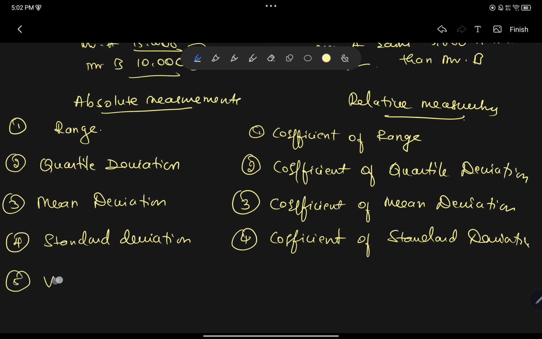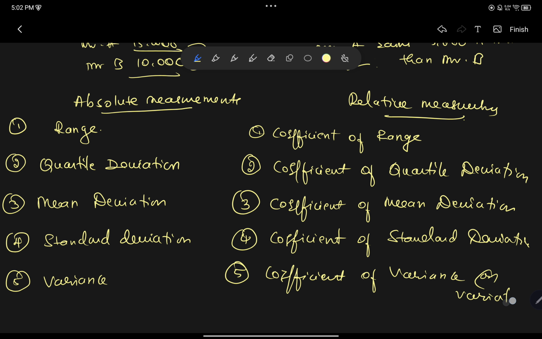Next, fifth one, variance. Related to it, the coefficient of variance or variation. So there are two methods. But do we need to learn all these methods for your examination, keeping the syllabus in mind? No. In your syllabus they have mentioned quartile deviation, mean deviation, standard deviation, variance.